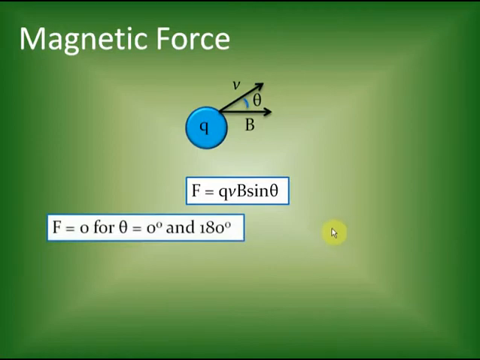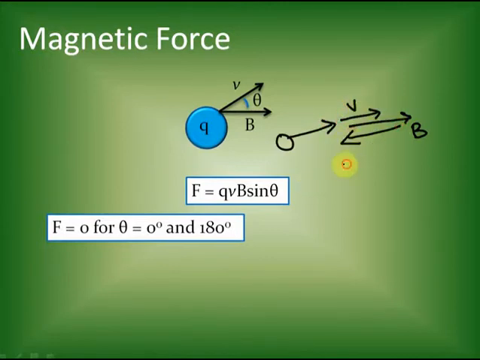Now it is obvious from this expression that the magnetic force on a particle which is moving parallel or anti-parallel to the magnetic field will be 0. Isn't it? Because for that particle, theta will be 0 or 180 degrees. So for example, if this is the magnetic field here, a particle which is moving like this, or like this, will have 0 magnetic force acting on it. Because theta will be 0, so QVB sine 0 will be 0.